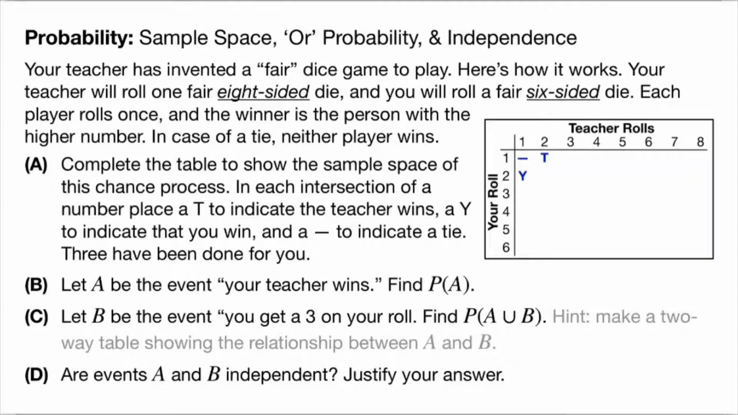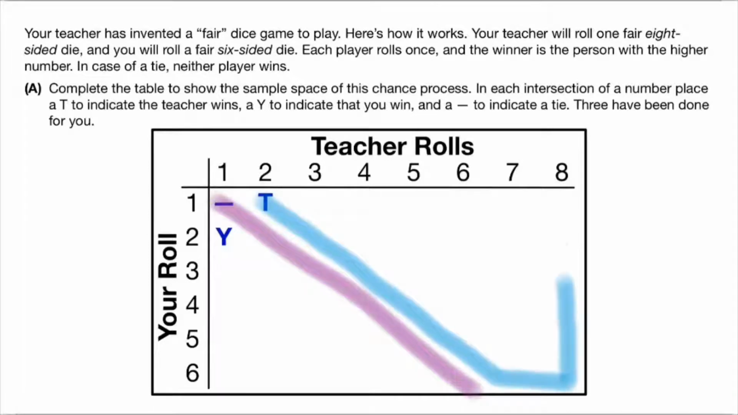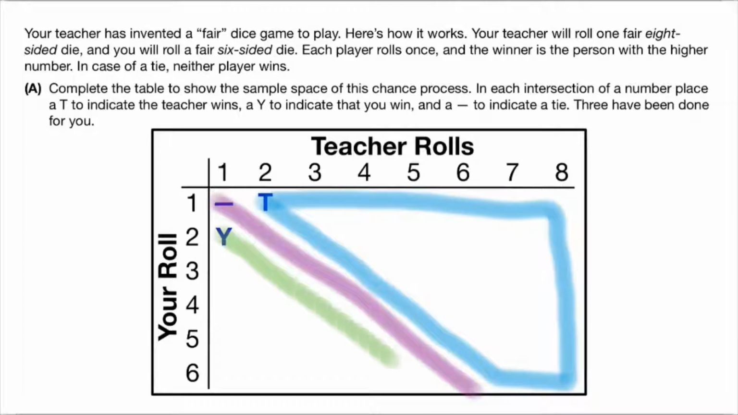All right, welcome back. Let's take a look at part A. In part A, you are asked to complete a table to help you figure out the sample space. Let's first take a look at it. Along this diagonal, this is the times when the teacher roll and your roll actually is the same. Above it, this is when the teacher roll is larger than your roll. And below that line is when your roll is actually better than the teacher roll.